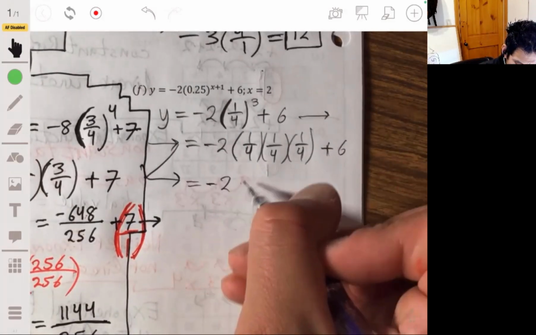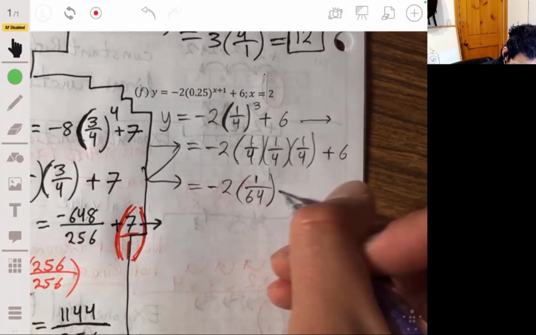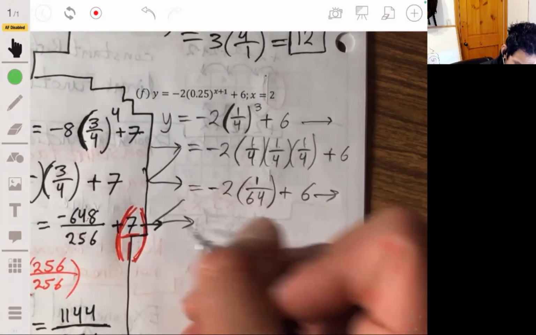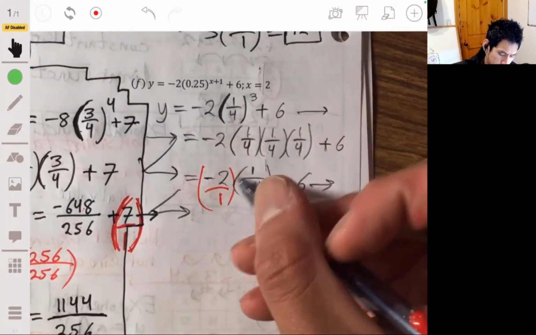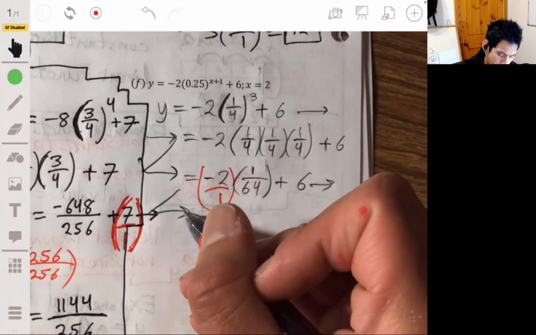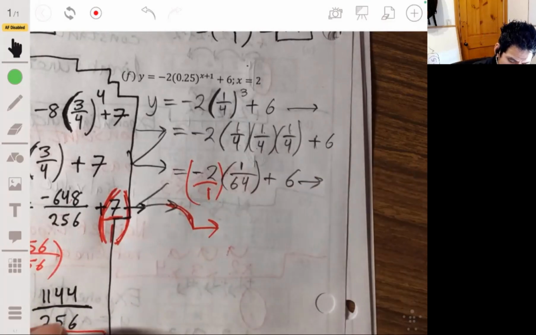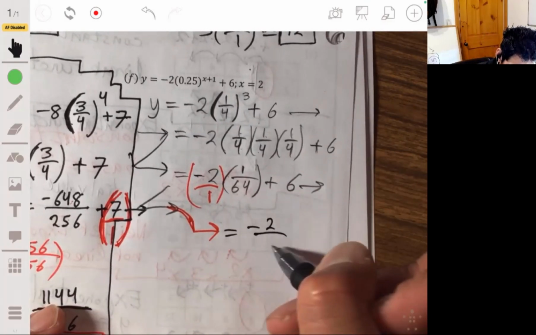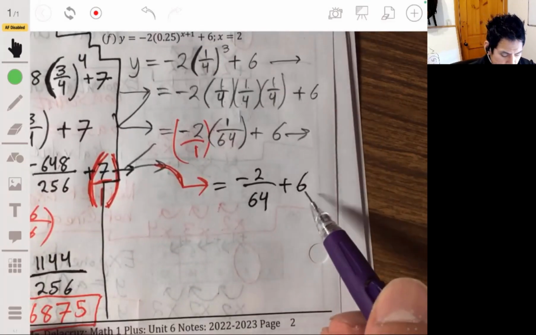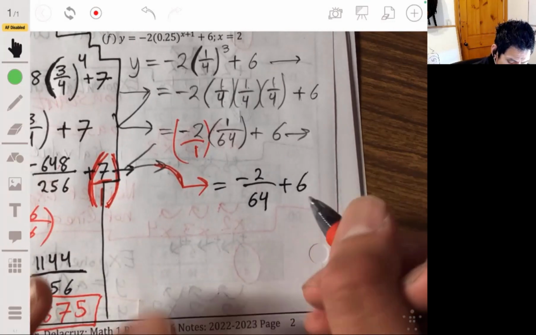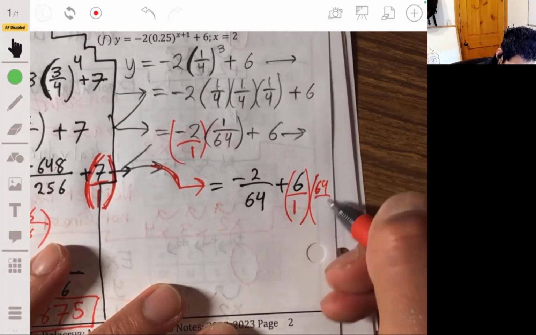We get negative 2. 1 times 1 times 1 is 1. 4 times 4 is 16, times 4 is 64. Plus 6. And here, remember, this is just a fraction. Negative 2 over 1 times 1 over 64 gives you, I'm going to switch to pen, negative 2 over 64 plus 6. And now we just have to change the 6 so that it's over 64. So remember, 6 over 1 is the same as 6, and we're going to multiply by 64 over 64.